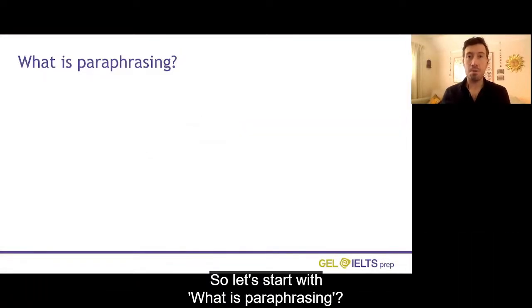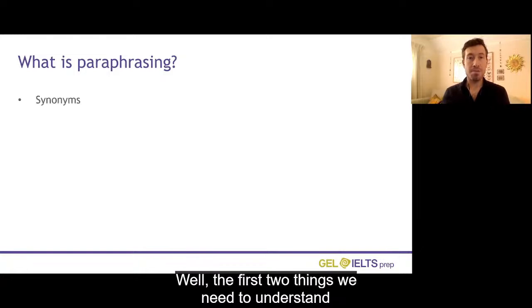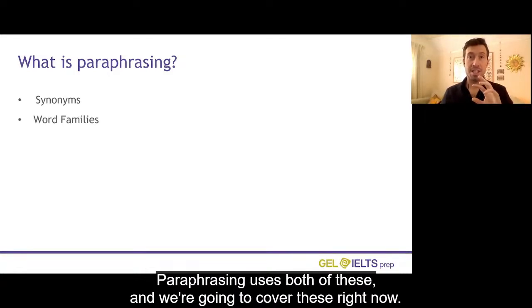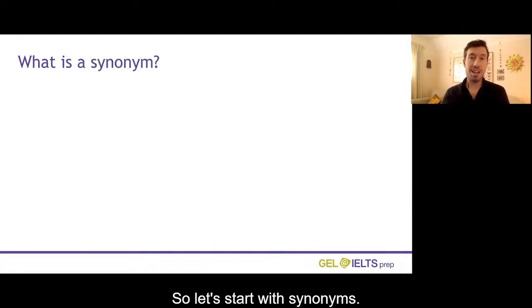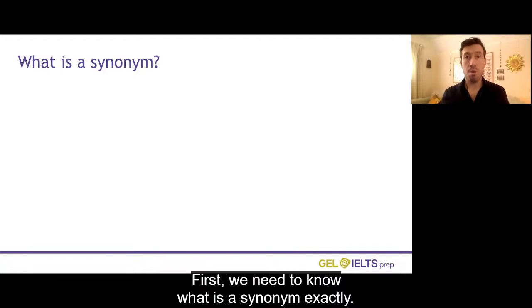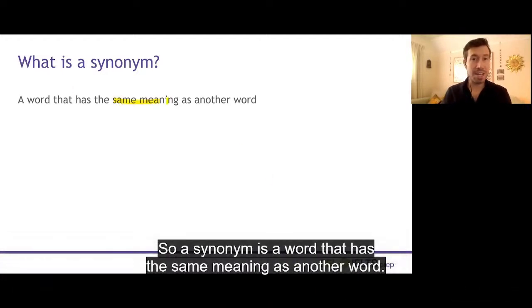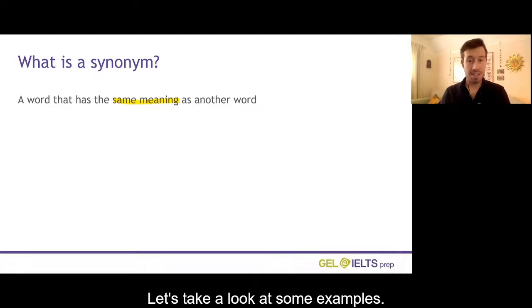So let's start with what is paraphrasing? Well, the first two things we need to understand are synonyms and word families. Paraphrasing uses both of these, and we're going to cover these right now. So let's start with synonyms. First, we need to know what is a synonym exactly. So a synonym is a word that has the same meaning as another word. Let's take a look at some examples.